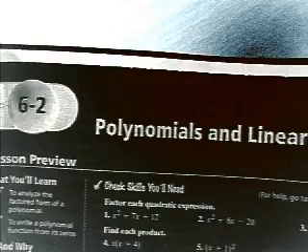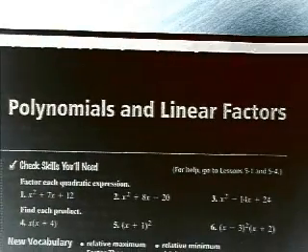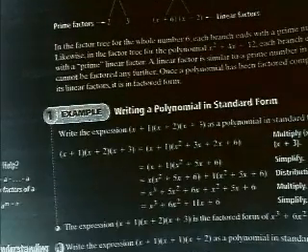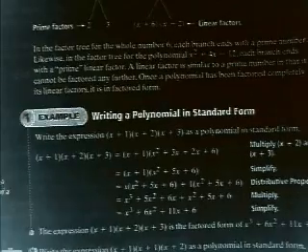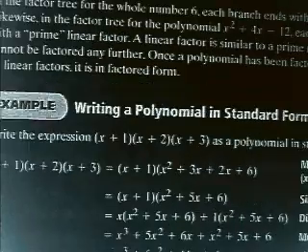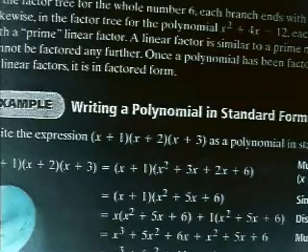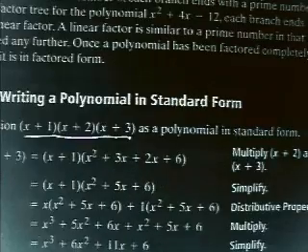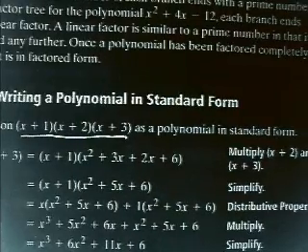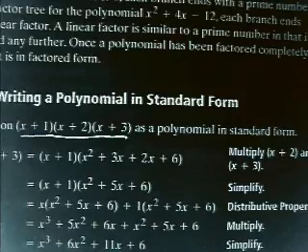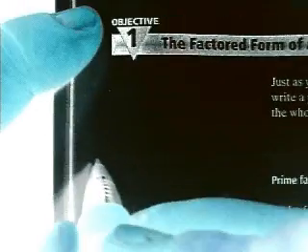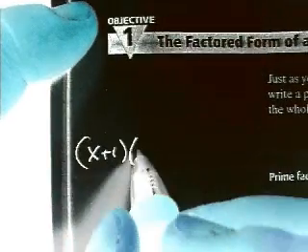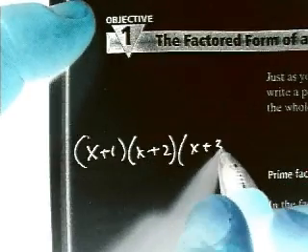6-2 is about polynomials and linear factors. So we're going to see how these things go together. Polynomials can be written in standard form, but they can also be written in what's called factored form. So, for instance, it says write the expression x plus 1, x plus 2, x plus 3, all those factors being multiplied together, as a polynomial in standard form. Well, what does that mean? That means we're going to do a lot of foiling.